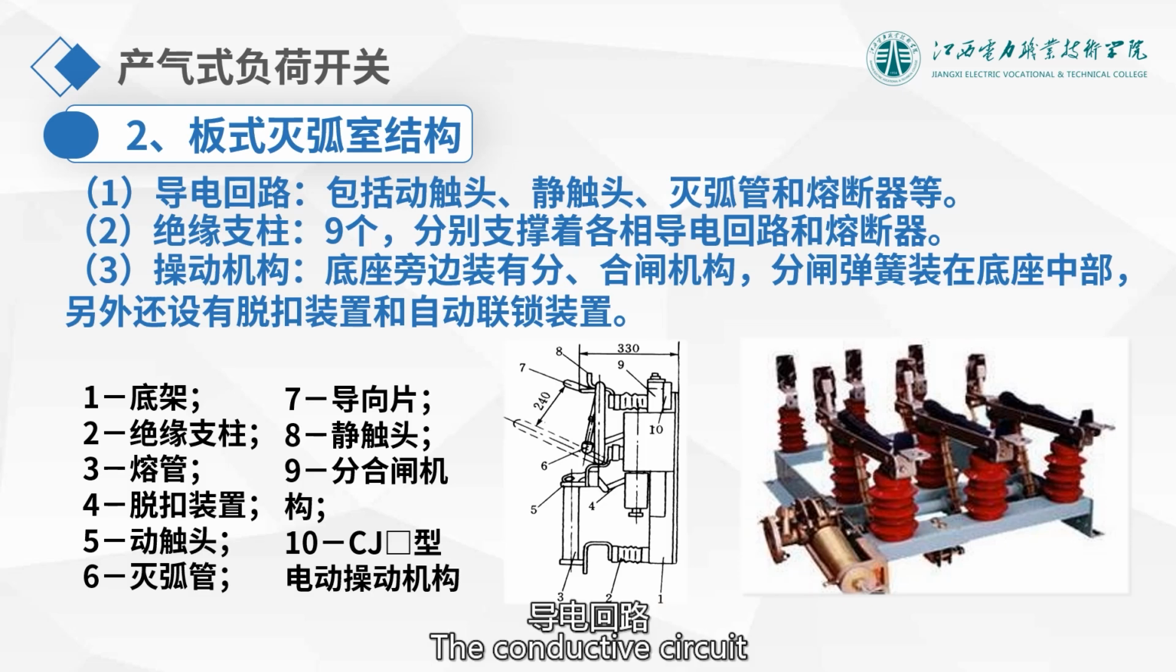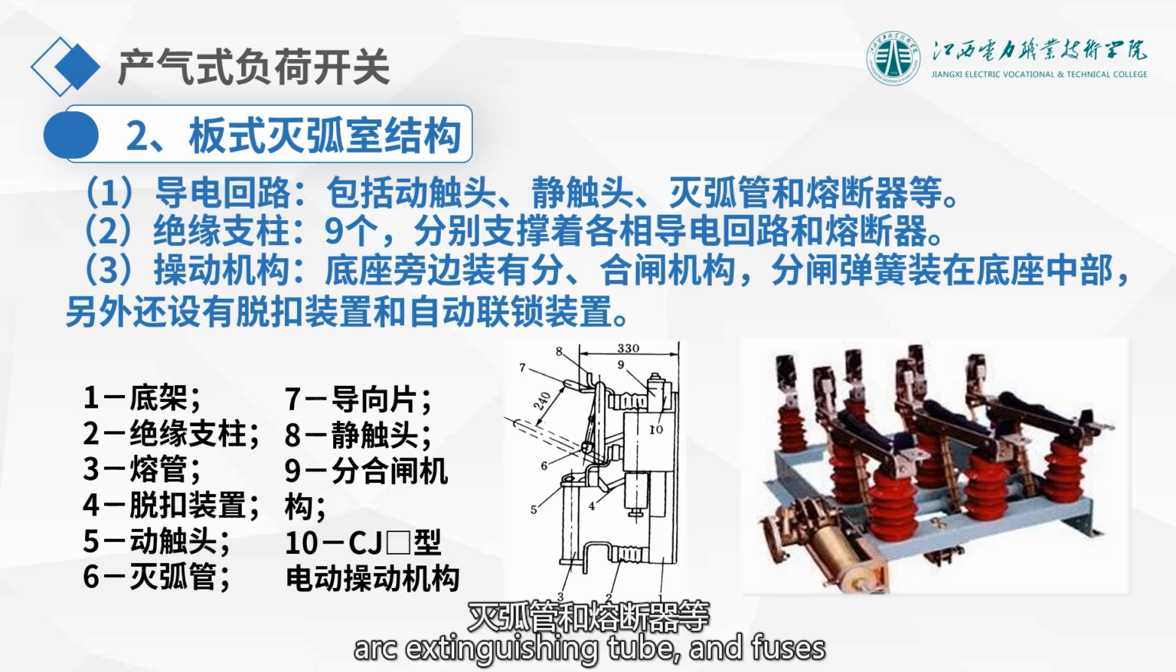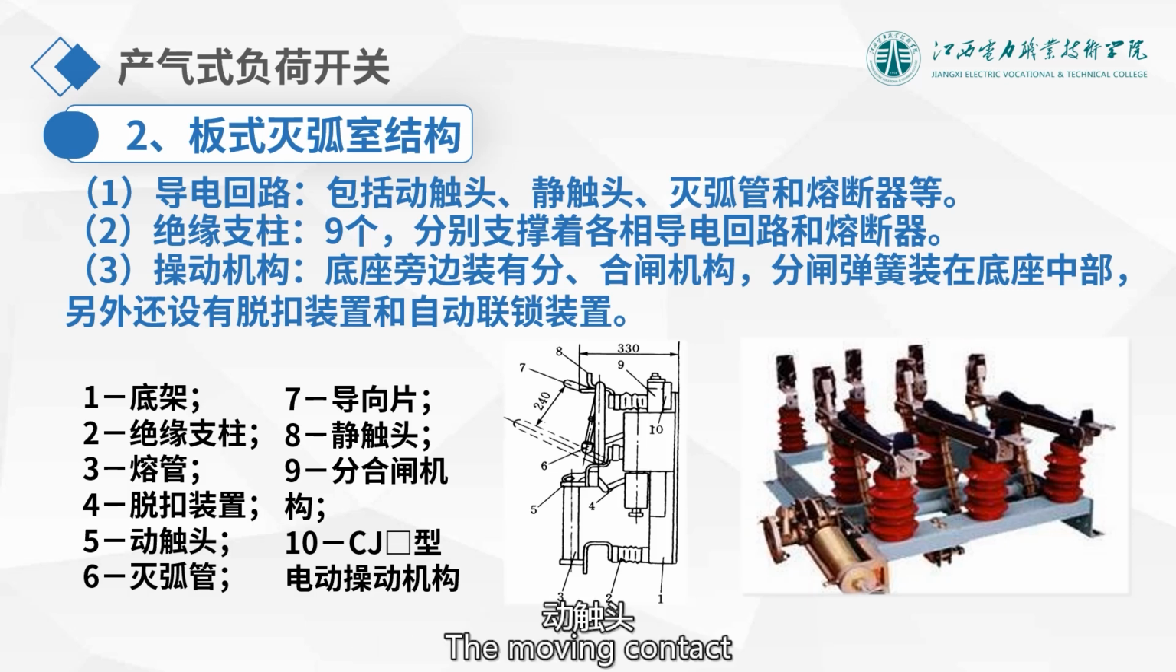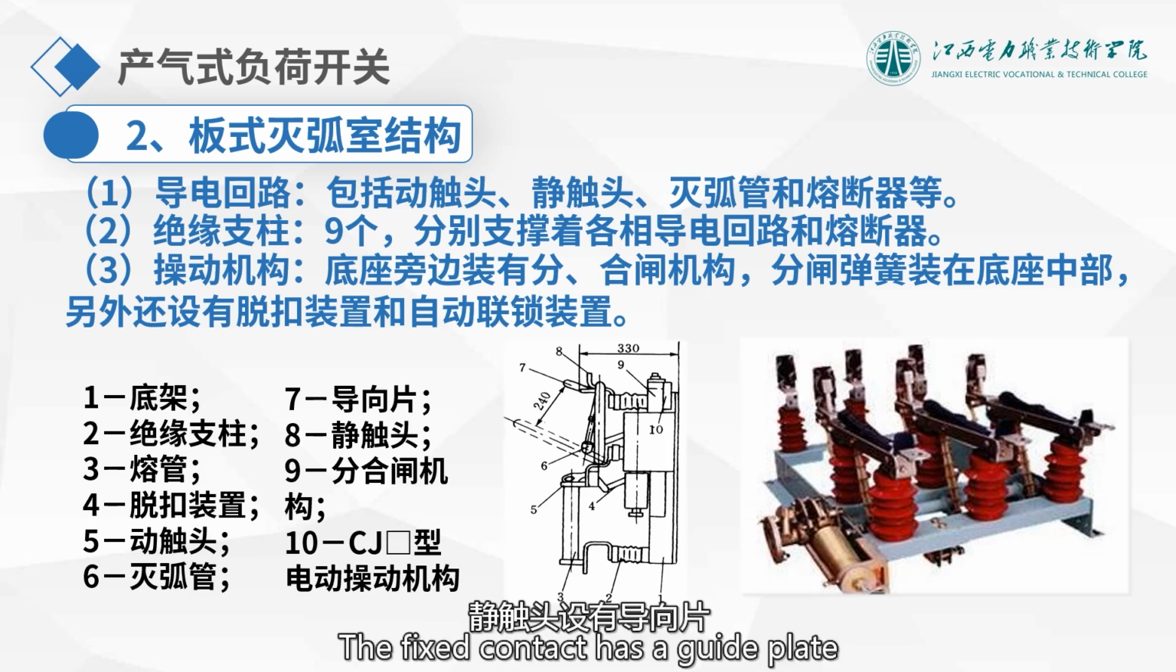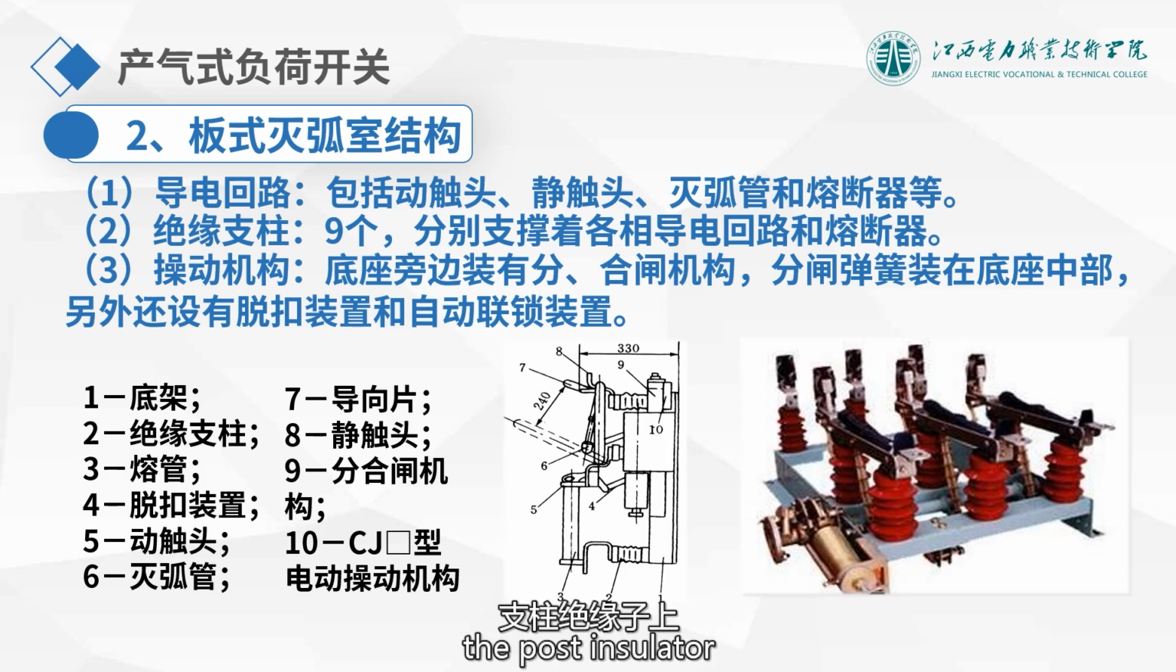The conductive circuit includes moving contacts, fixed contacts, arc extinguishing tubes, and fuses. The moving contact is composed of two parallel blades. The fixed contact has a guide plate and is fixed on the post insulator. The base is equipped with 9 post insulators to support the conductive circuit and the fuses of each phase.